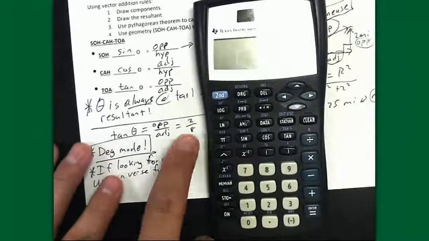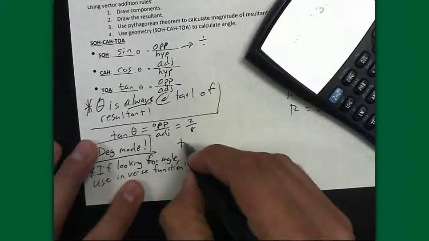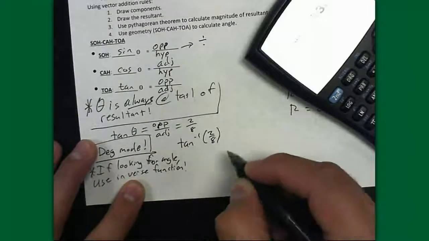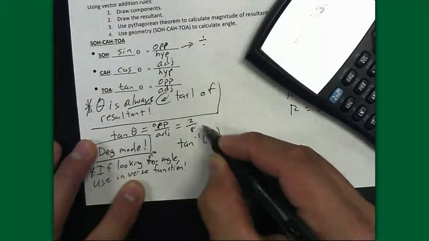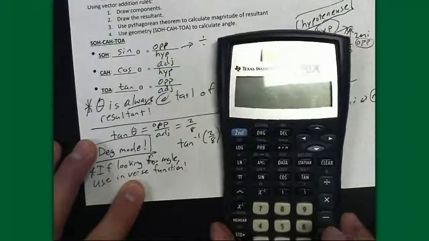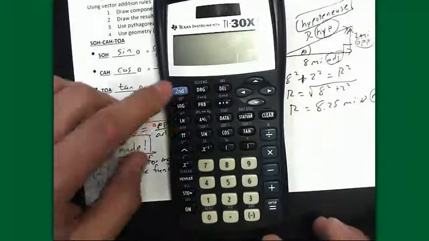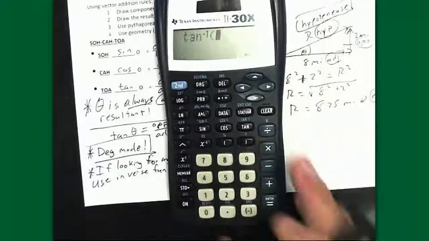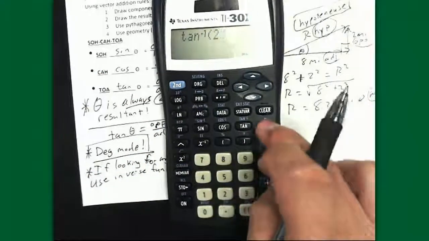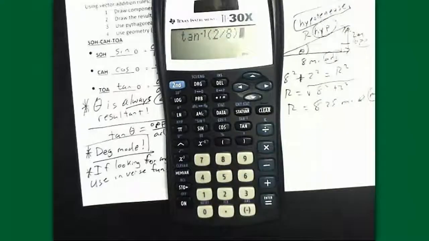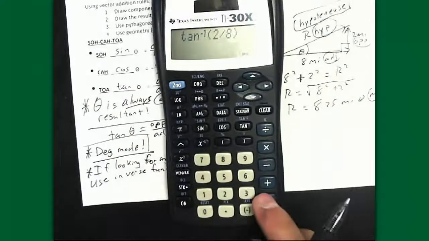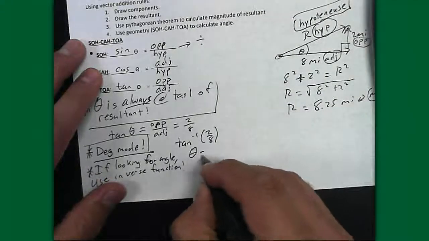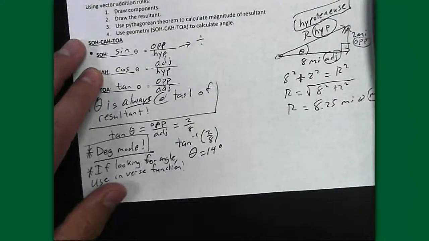So literally in my calculator, I would need to do the inverse tangent of 2 over 8, which is what I got here. And I don't even have to do this math. I can punch this directly into my calculator. Second tangent, might want to turn the calculator on. Second tangent, 2 over 8. I can punch it in directly like I see it, hit enter, and we get 14.0. Therefore, my angle is 14 degrees.